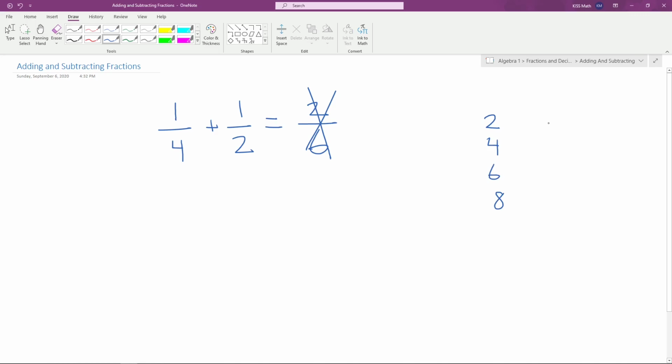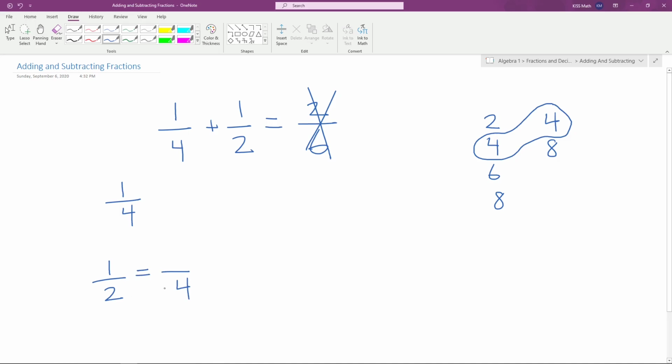The multiples of 4 are 4, 8. But wait a second, I already see that 4 is a common multiple of both of these numbers, so I know that this is going to be my new denominator for both of these fractions. So for 1/4, 4 is already there, so I don't have to do anything with this one. So I'll set this off to the side. And if I do 1 over 2, I need to change this to have a denominator of 4. So this will equal something over 4.